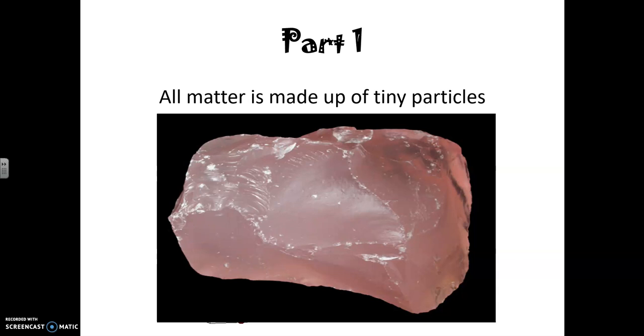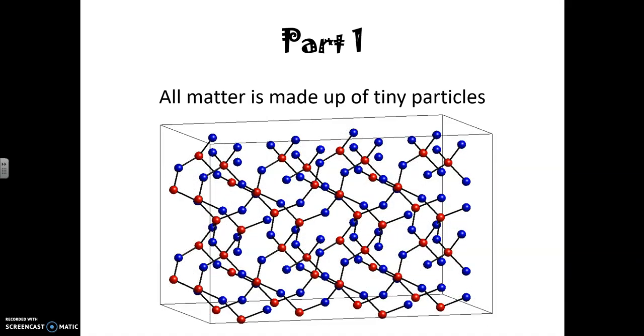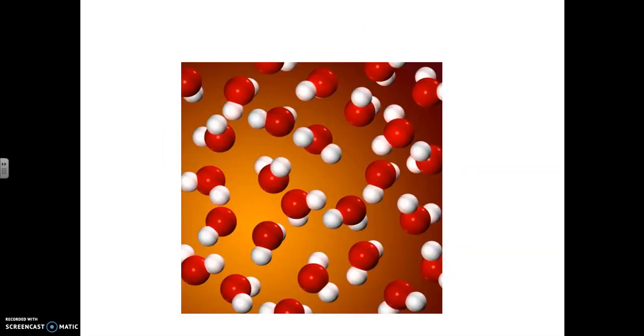So part one, all matter is made up of tiny particles. Pretty basic. We have tiny particles that we cannot see that make up the matter, and those tiny particles are arranged in a certain way depending on the state that that matter is in. They are sometimes arranged really organized, sometimes not. It really just depends on the type of matter that we're looking at.